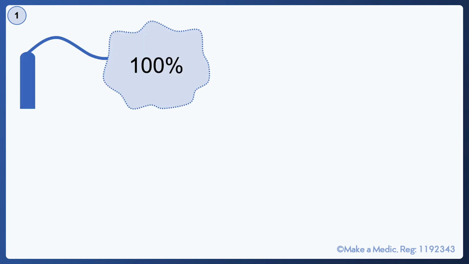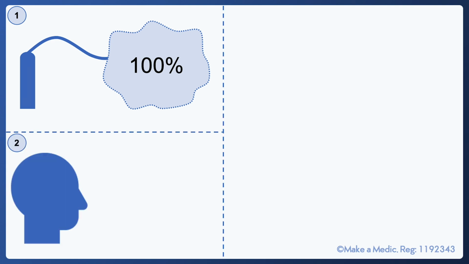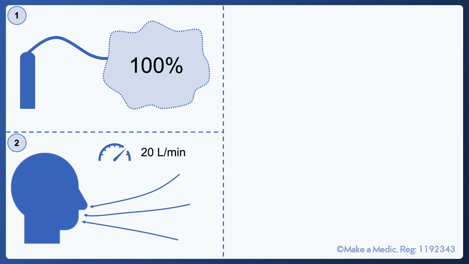Firstly, the oxygen that's coming from the wall or from a canister is 100% oxygen. Secondly, the term peak inspiratory flow rate is used to describe the maximum rate of airflow into the patient's airways when they take a breath in. At rest for most people, the peak inspiratory flow rate will be around 20 litres per minute. In other words, this is the maximum speed at which air will flow into the airways during a breath. This is not a rate that is routinely measured outside intensive care settings, however, the principle is important to acknowledge.